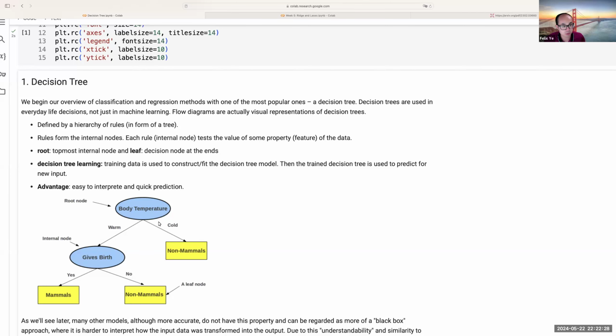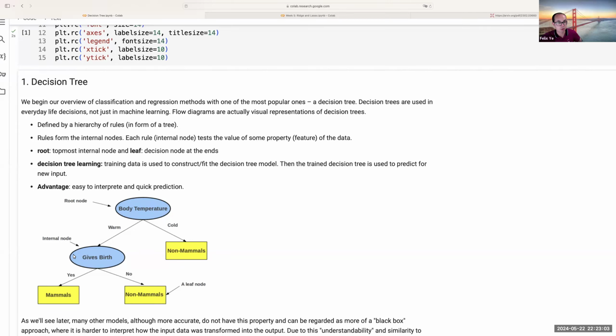Think about it this way: if we want to determine whether an animal is a mammal or not, this is a quick flow chart that we can make. The first thing that we check is the body temperature. If the body temperature is cold, it will be a non-mammal. If the body temperature is warm, we check whether it gives birth or not. If it gives birth, it is a mammal. If not giving birth, it will be a non-mammal.